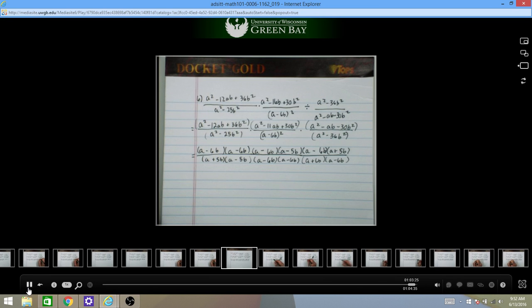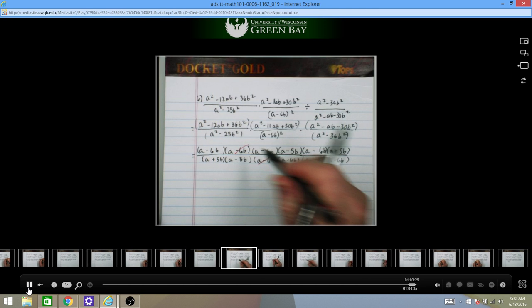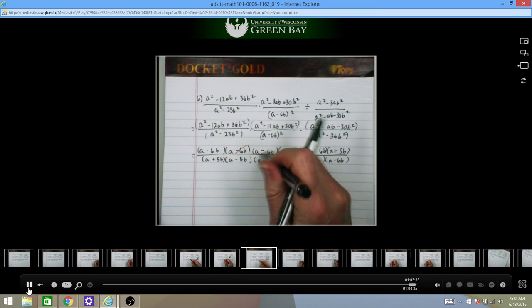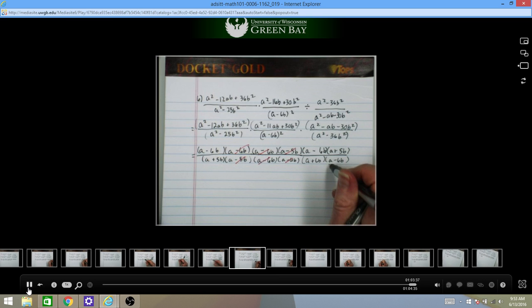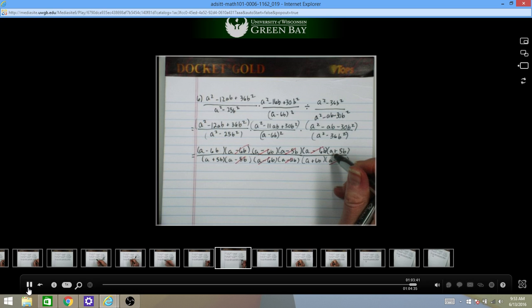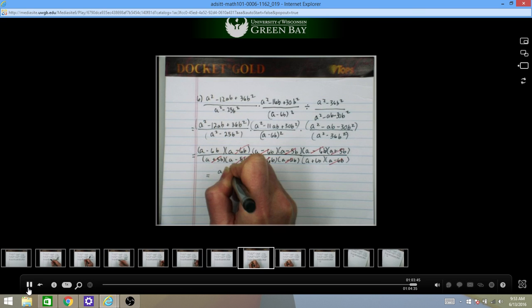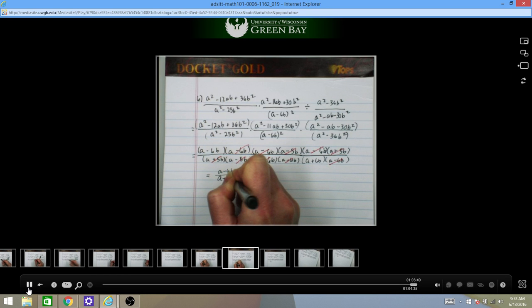So here's an a minus 6b and an a minus 6b. Another a minus 6b and a minus 6b. A minus 5b, a minus 5b. A minus 6b, a minus 6b. A plus 5b, a plus 5b. So this one turned out to be a minus 6b over a plus 6b.